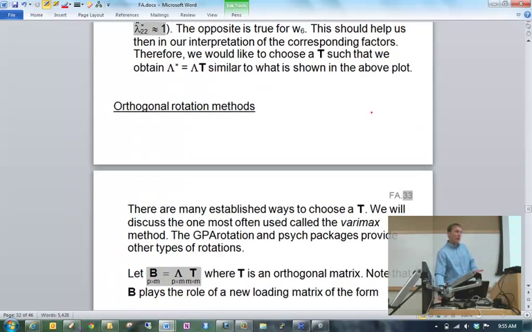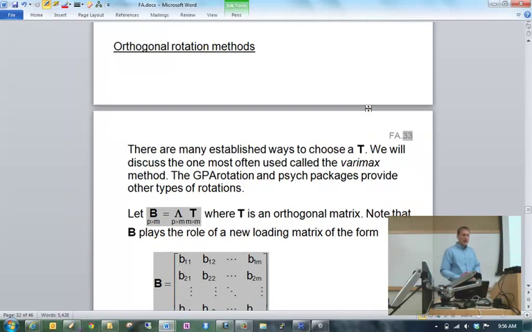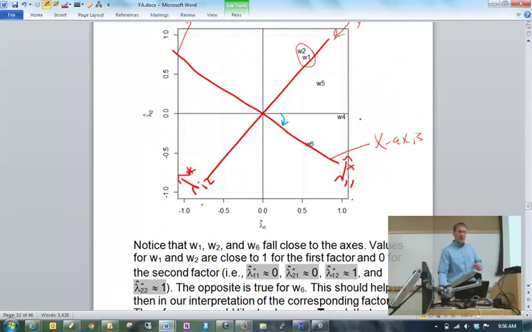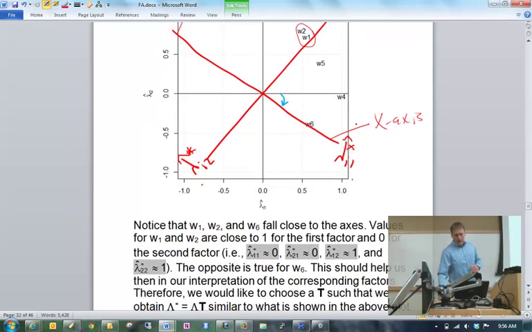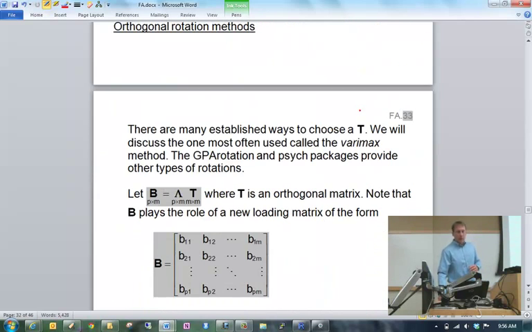So let's look at specific ways to find this T matrix. We're going to do a small subsection here called orthogonal rotation methods. The reason why it's called orthogonal is because we are still going to keep these perpendicular axes here, an x-axis and y-axis that are perpendicular to one another. The word orthogonal is used because, suppose you have 3 common factors, 4 common factors, 5 common factors, and so on, you cannot necessarily think of it in terms of just a 2-dimensional perpendicularness, if that's a word.